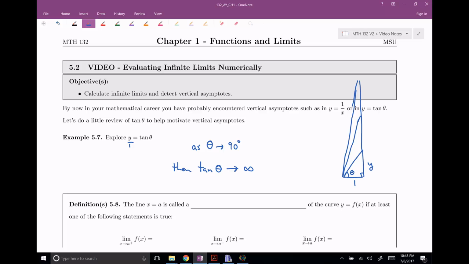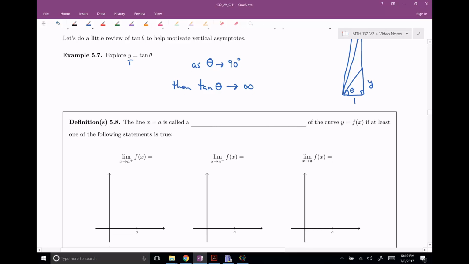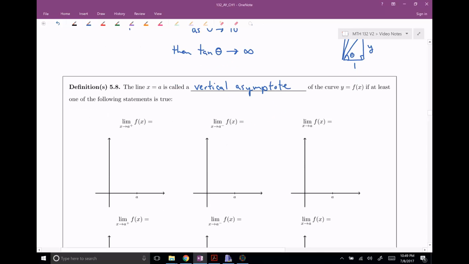Okay. So in this class, we're going to view these things more from a limit standpoint, since we've been practicing our limits. So let's first of all do a little bit of review here. The line x equals a is called a vertical asymptote of the curve y equals f of x if at least one of the following is true. You don't need all of them by any means, just one of them has to be true.